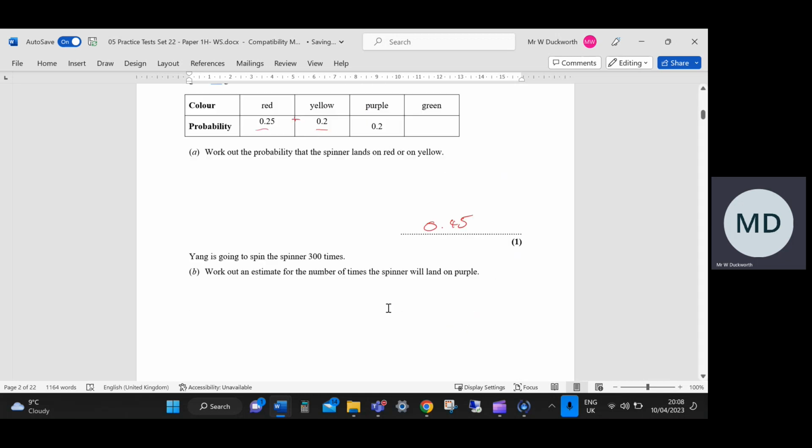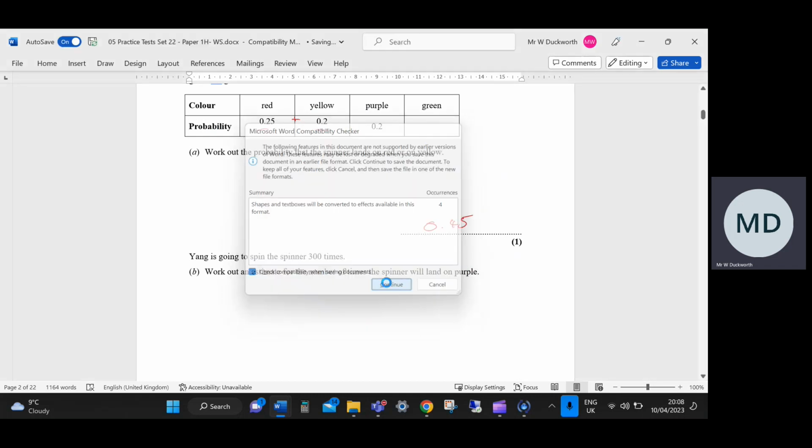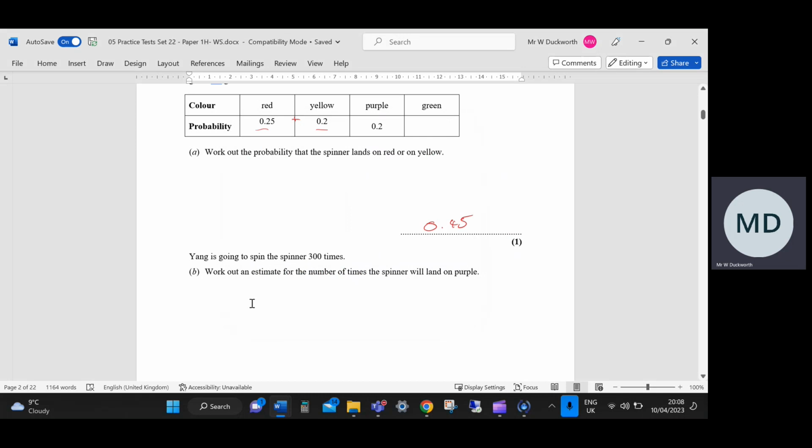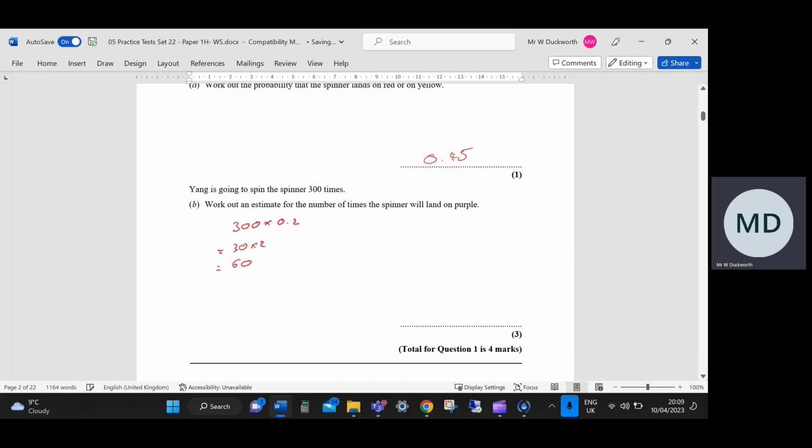So question B, Yang is going to spin the spinner 300 times. Work out an estimate for the number of times it will land on purple. So in effect, all we're doing is 300 multiplied by 0.2. I can change that to 30 times by 2. Using my knowledge of place values, in effect, what I've done is divided this by 10 and multiplied this by 10, so the answer won't change in size. So we're looking at 60.